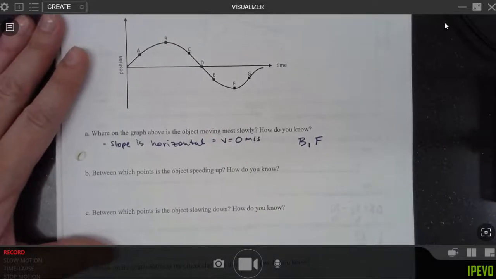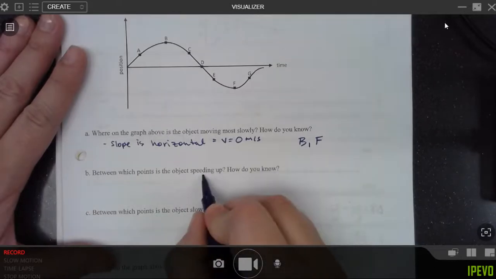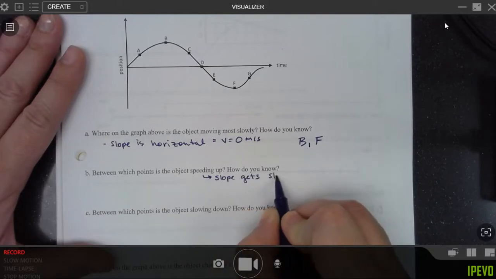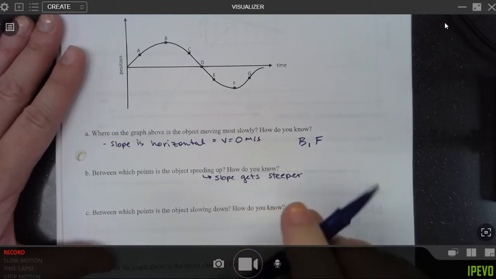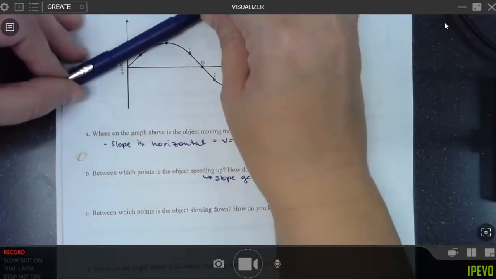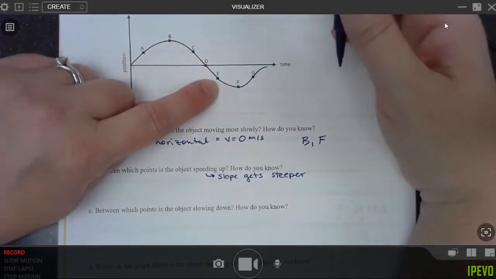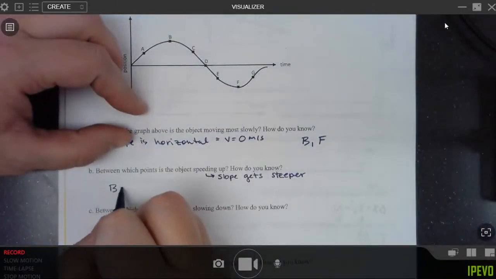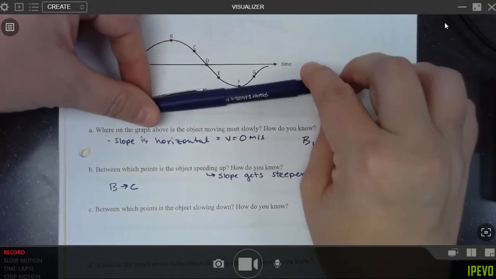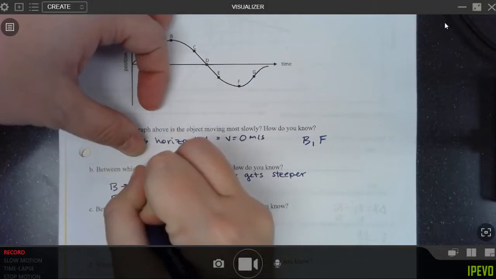Next, between what points is the object speeding up? So if we're looking for speeding up, we're looking at a slope that gets steeper. Right? And so our fastest points are going to be where our slope is the steepest. So if we look at what's happening from A to B, it's slowing down. From B to C, it speeds up, and then it maintains its velocity through E. So I would say from B to C is the first one. And then we're at our lowest again at F, and then from F to G, it speeds up. So there are 2 places where that slope gets steeper. You guys have any questions about that one?